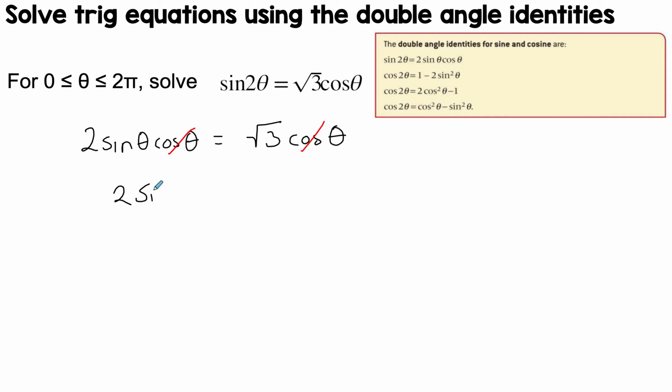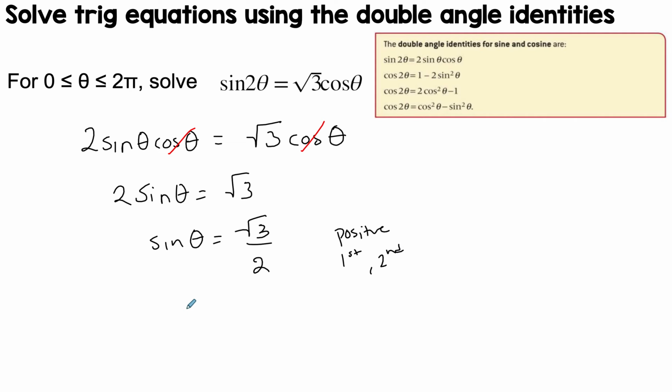So then I'm left with 2 sine theta equals root 3. Sine theta is equal to root 3 over 2. And this is telling me sine is positive, so I'm in the first and second quadrants. My answers have to be there. Using the exact values table, I should know that theta is pi over 3. And because I want the second quadrant, I will do pi minus pi over 3, and that will give me the other angle, which is 2 pi over 3.